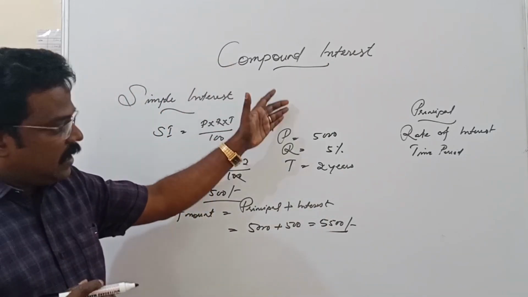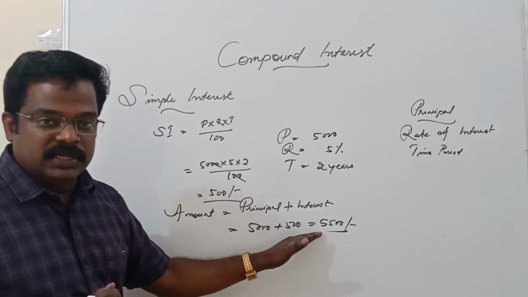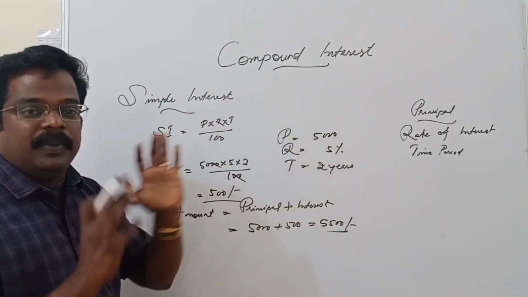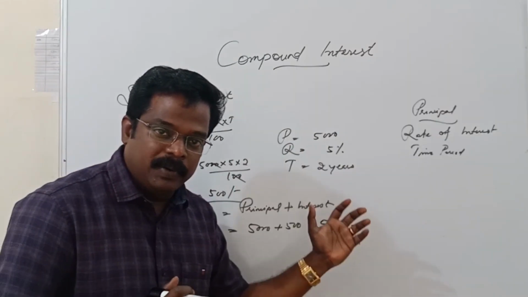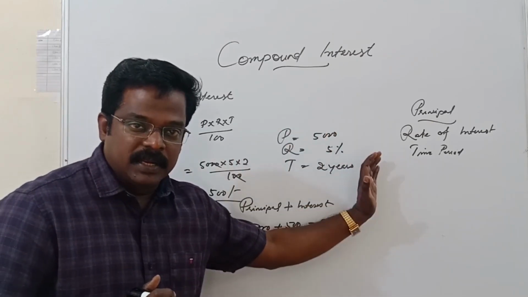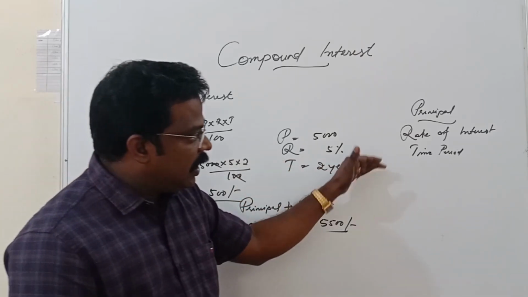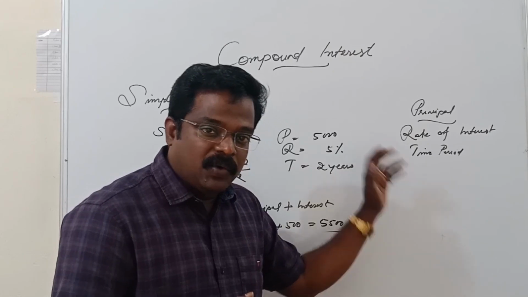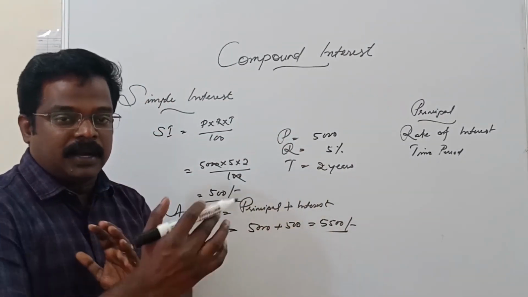If in this same case we calculate with compound interest, this amount will change. That means this P, the principal, will remain the same in the case of simple interest. But what will happen in compound interest? First year's principal plus its interest will be next year's principal. That means the amount at the end of 1 year will be the principal of next year. So let us see the same way, calculating 1 year by 1 year.